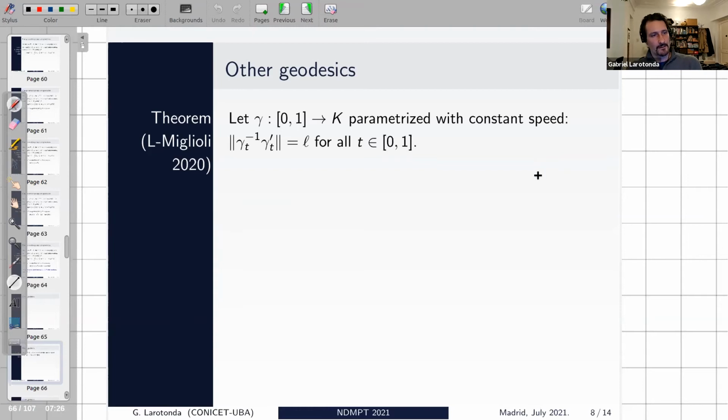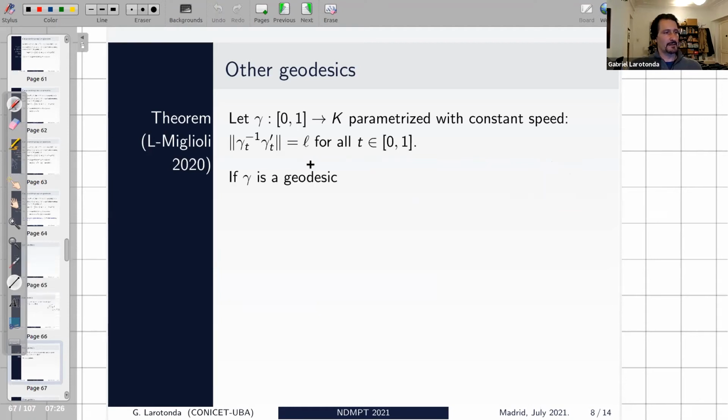Because for a given path, there are many ways to reparametrize it, but in any way, any reparametrization will be giving the same length, right? So we are not interested in the function, but in the image of the function. So it's natural to reparametrize with constant speed, which is the length of the speed.